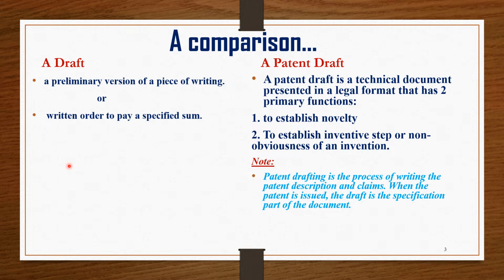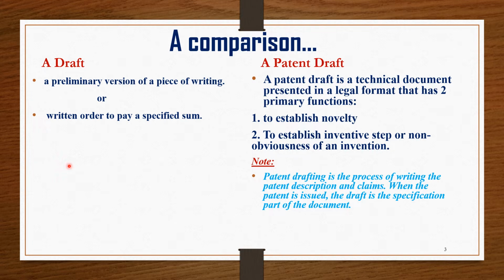A patent draft is a technical document presented in a legal format that has two primary functions. Fine. Number one is to establish novelty, and point number two is to establish inventive step or non-obviousness of an invention. Fine. Also, we can note that patent drafting is the process of writing the patent description and claims. Fine. When the patent is issued, the draft is the specification part of the document.